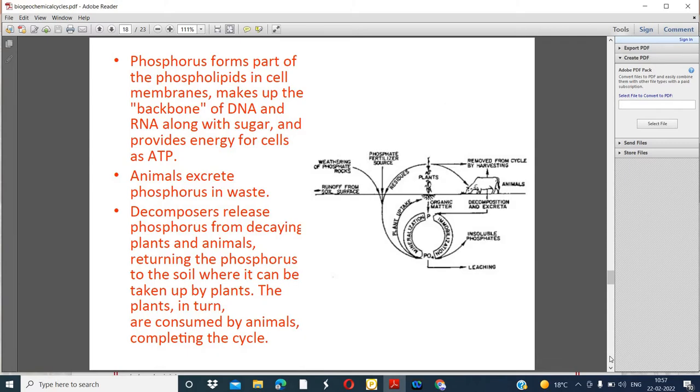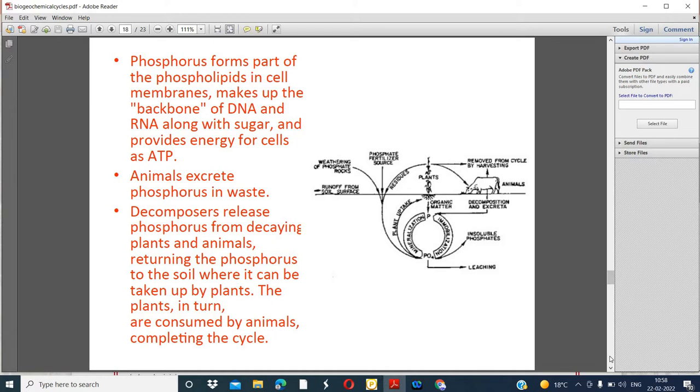Phosphorus forms a part of the phospholipid in the cell membranes. As you may have seen in the structure of the cell membranes, it is an important part and it plays an important role in the transportation process also. It makes up the backbone of DNA and RNA along with sugar. These are important components of the cells, and it is also available in the form of adenosine triphosphate, ATP, which provides energy to the cell. Animals excrete the phosphorus. So this is the process of cycling.